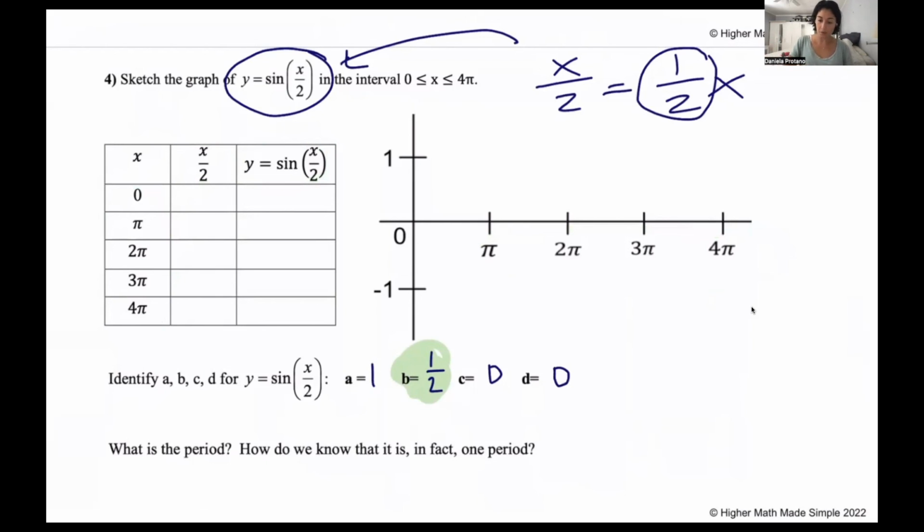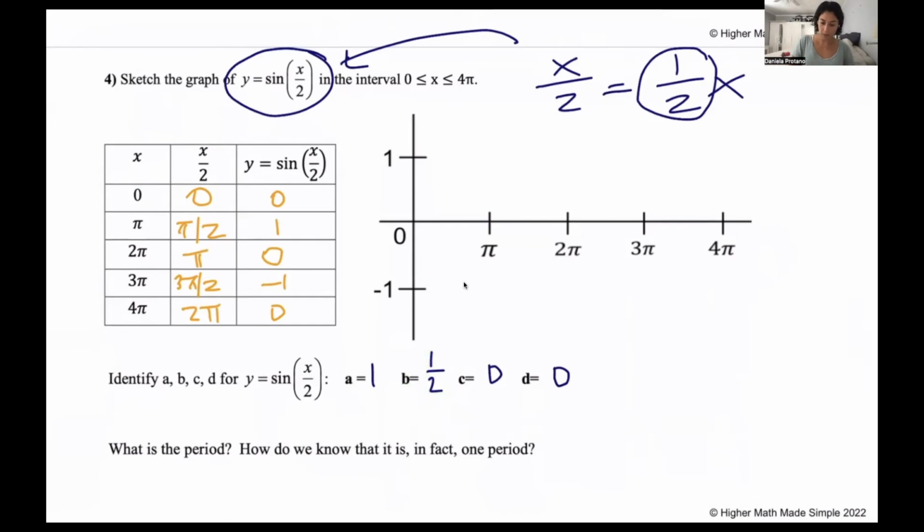Okay, so again, I'll do the first couple together, and then I'll hit the fast forward button. So 0 times 1/2 is 0, and then sine of 0 is going to be 0. If we look over here, half of pi, or pi divided by 2, is going to be obviously pi divided by 2, and sine of pi over 2 is going to be 1. Okay, so try the rest out.